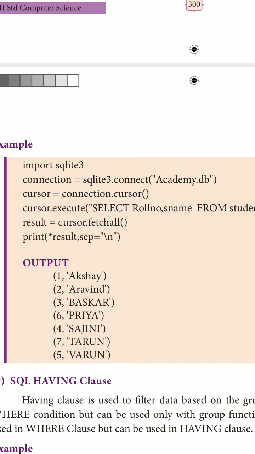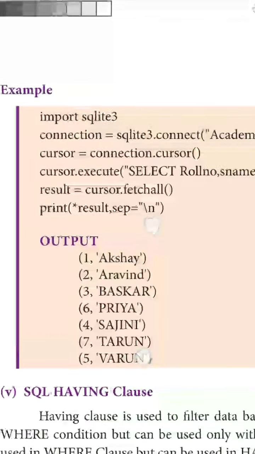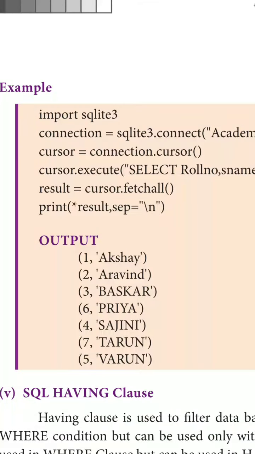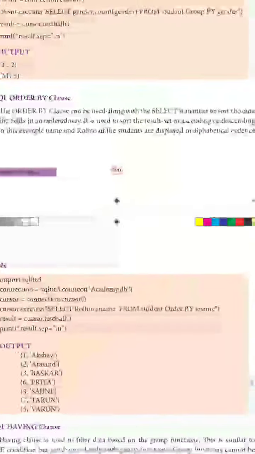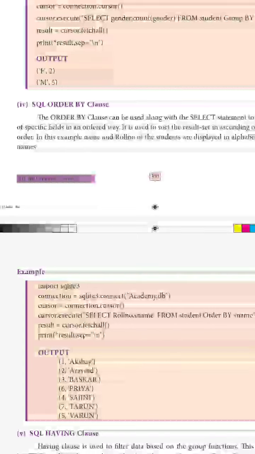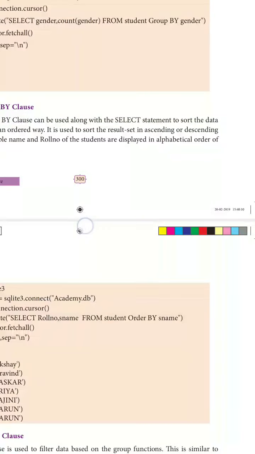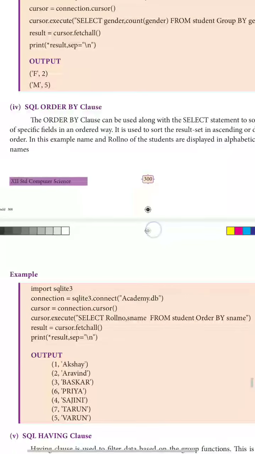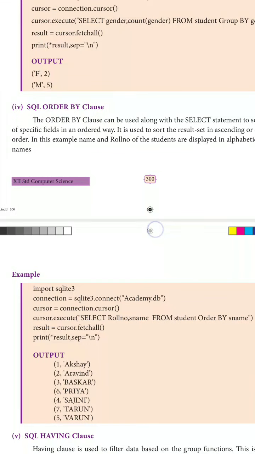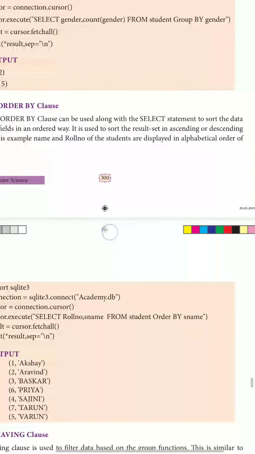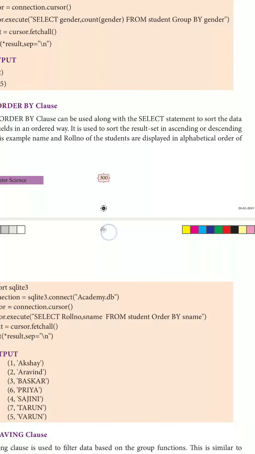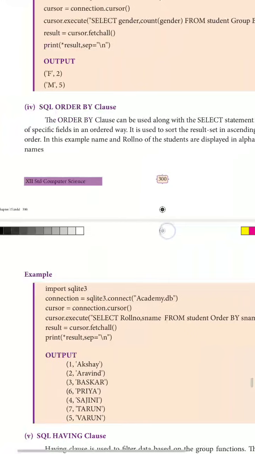I think there is some printing mistake here. 1 2 3 4 is given at the bottom and 5 is given at the bottom. The order by clause can be used along with the select statement to sort the data of the specific field in an ordered way. It is used to sort the result set in ascending or descending order.